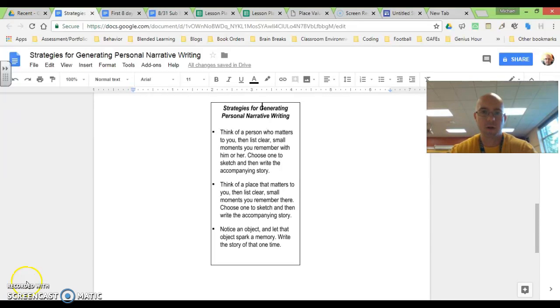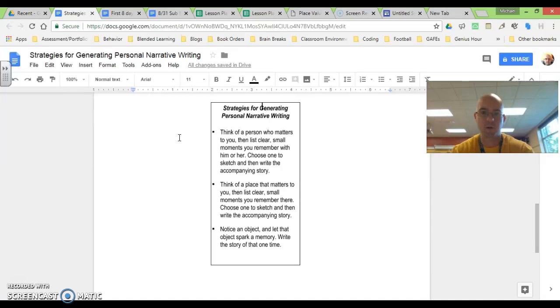Here's what we're going to work on today. We continue to work on our learning target of how can I write a personal narrative. So what we have done the last couple days was think of a person who matters to you, then list clear small moments you remember with him or her. Choose one to sketch and then write the accompanying story.